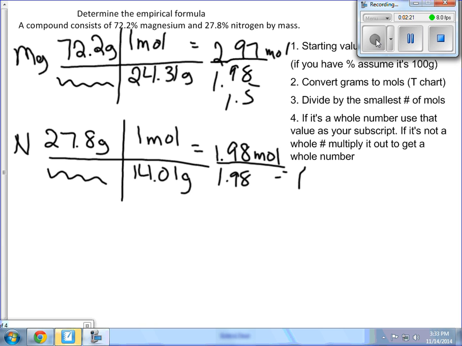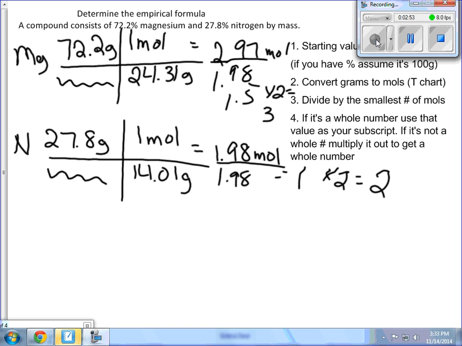Going to step 4, if it's a whole number, use that value as your subscript. If it's not a whole number, multiply it out to get a whole number. So 1.5, if we multiply that by 2, it would give us a whole number. Well, if we multiply the top one by 2, we have to multiply the bottom by 2. So now that we've got this down to a whole number, we can use those as our subscript.